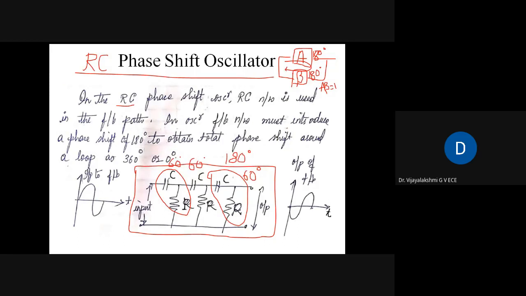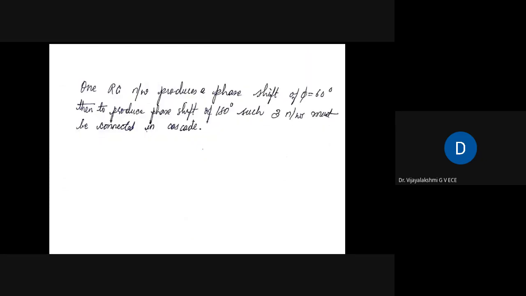That means you can observe that the phase difference between the input and output is 180 degrees. So this network is introducing a phase shift of 180 degrees. Okay, so whatever I have shown you here is just a feedback network. Your oscillator should also have an amplifier, right? So let me show you the complete circuit.